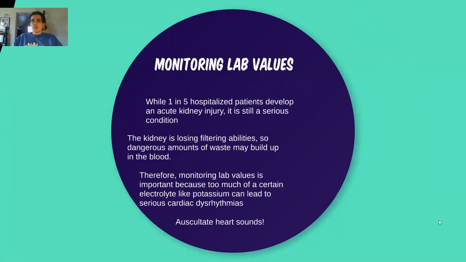Labs. So monitor his lab values. While 1 in 5 hospitalized patients developing acute kidney injury is still a very serious condition, he is losing filtering abilities, so dangerous amounts of waste may build up in the blood. Therefore, monitoring lab values is important because too much of certain electrolytes like potassium can lead to very serious cardiac dysrhythmias. So auscultating those heart sounds and looking at those labs and making sure that they're in the right range and whatnot.